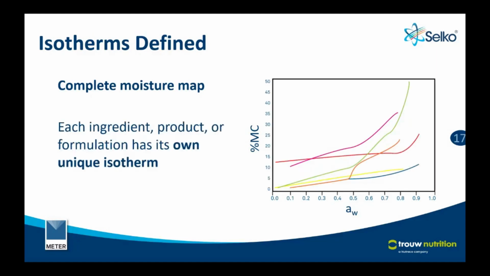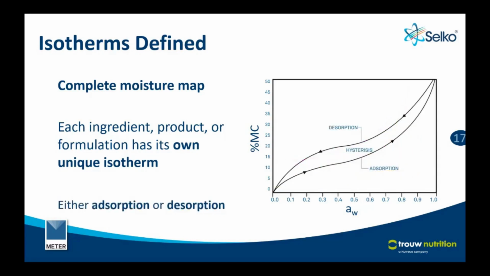And every product that we look at, whether it's a different ingredient or a different product, or even just a different formulation of the same product, will generally have its own unique moisture sorption isotherm. There is some overlapping that occurs, but we don't know it unless we run a test, collect the data, and see what that relationship is. Another thing to keep in mind is that these isotherms can either be adsorption or desorption. And what I mean by that is that if we're looking at the adsorption curve shown here, this means that we're looking at how water binds to that product or that sample.